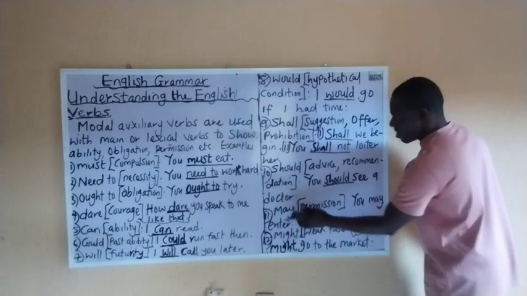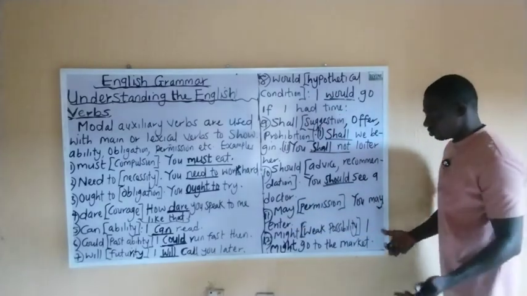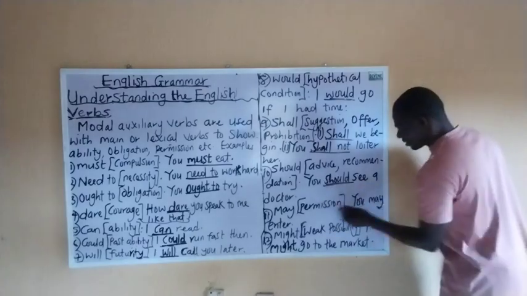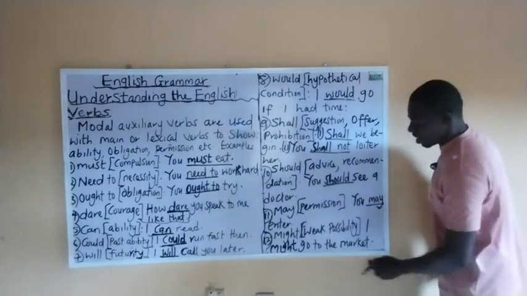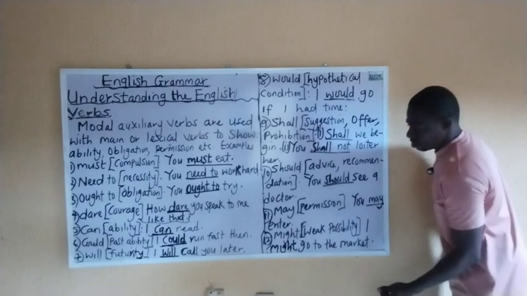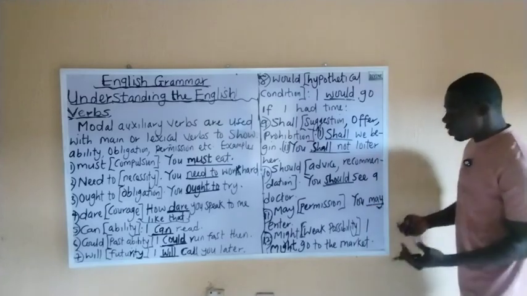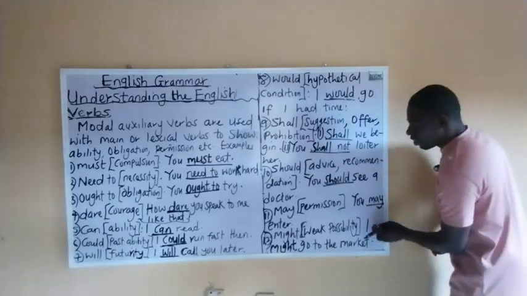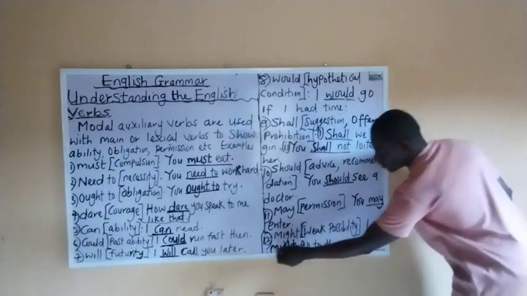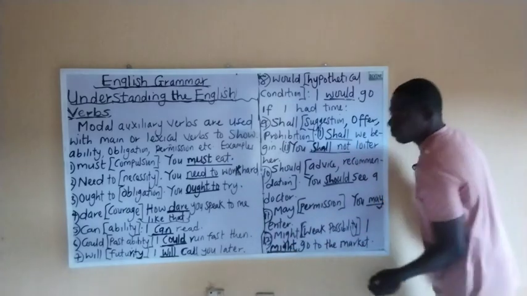Number 11, may. May is used to show permission. You may enter. Okay. Number 12, might. Might is used to show weak possibility. For example, I might go to the market. Might here is used to show weak possibility.